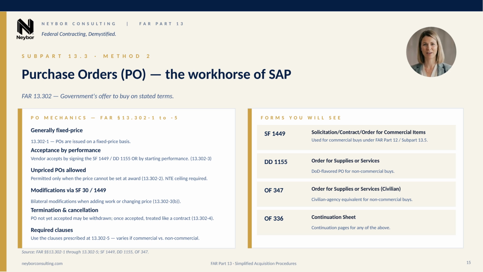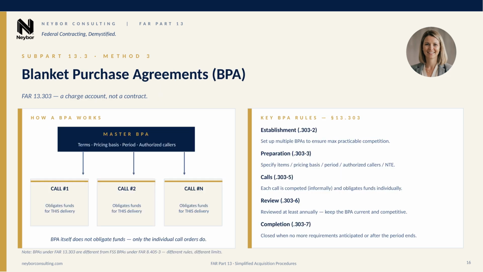If you are receiving a PO and the form looks unfamiliar, those 4 codes will tell you what kind of buy you are in. The third method is the blanket purchase agreement, or BPA. The single most important thing to understand: a BPA is a charge account, not a contract. Look at the diagram on the left. The contracting officer establishes a master BPA that lists pricing terms, the period of performance, the authorized callers, and the not-to-exceed limit. The master itself does not obligate any money.